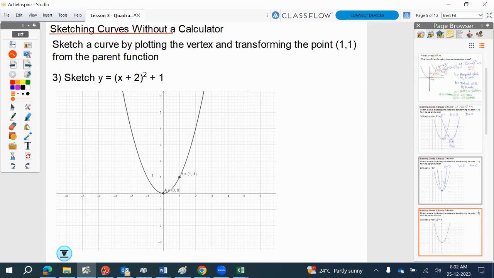Okay, what is the value of a this time? 1. What is the value of h? -2. This is the bit that causes most problems. It's a very simple thing. The general form is x minus h. So h is always the opposite of what it looks like to you.